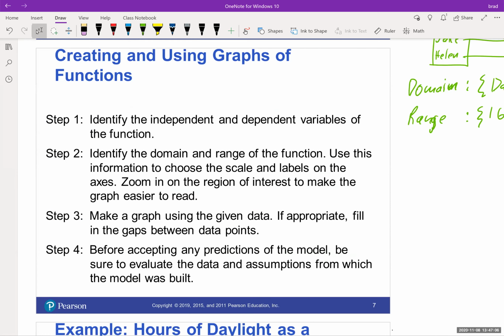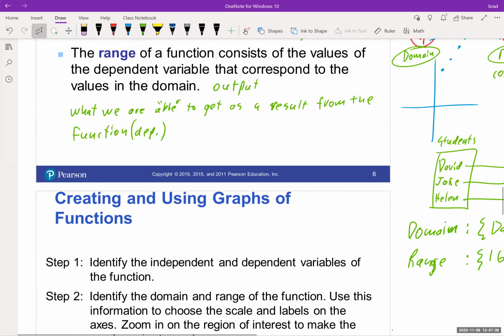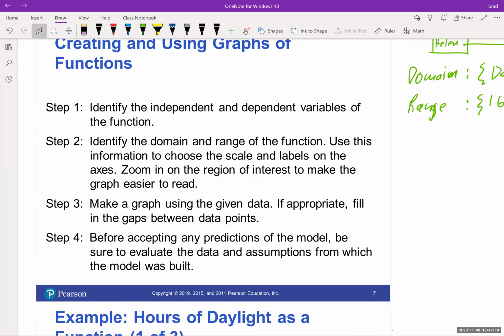So creating and using graphs: identify the independent and dependent variables of the function. In general, like I said, use the x-axis as the independent variable. In general, that's how we do it. Identify the domain and range of the function. Use the information to choose the scale and labels on the axes. Zoom in on the region of interest to make the graph easier to read.